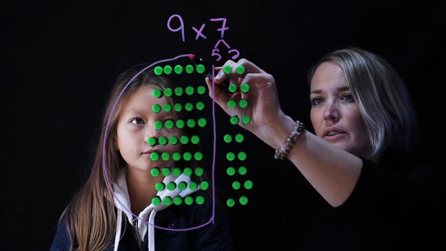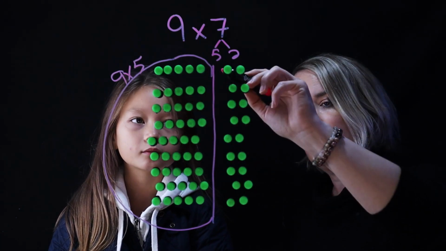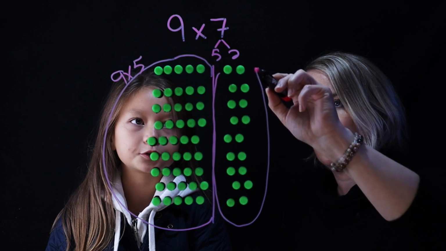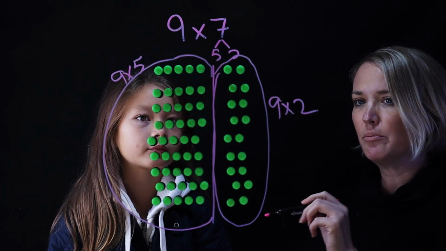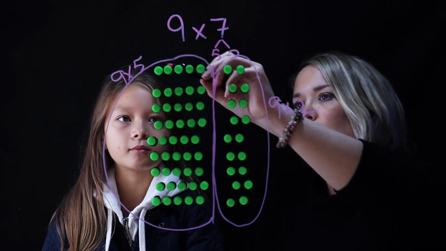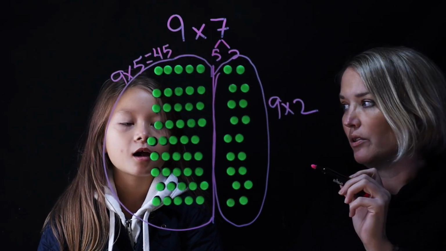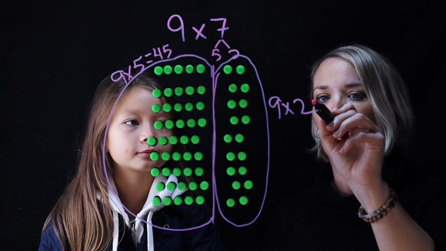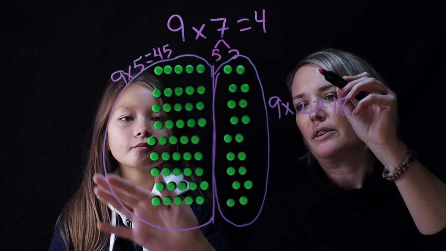So this is the 5s. Yep, so that's 9 times 5, and this is 9 groups of 2. So 9 times 2. So what's 9 times 5? 45. Whoa, that was fast. And 9 times 2? 18. Okay, so now we just have to go 45, because we'll take how many are here.